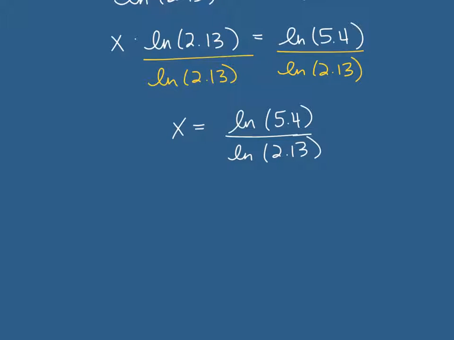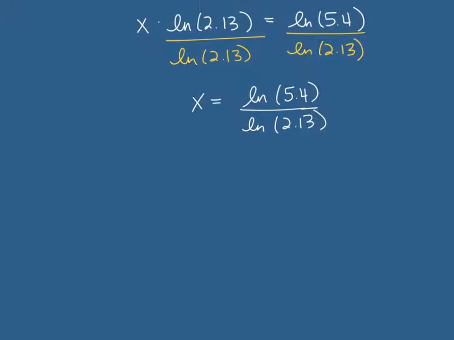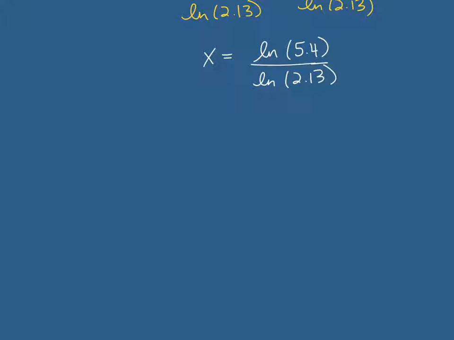Again, you would not cancel out the word ln, because that's a word. We can't cancel out words. You can cancel out numbers, but ln is a word, and so you cannot cancel out the natural log. You just leave it, the natural log of 5.4 divided by the natural log of 2.13, and if you have a calculator accessible, if you're not grayed out, then go ahead and type that full thing into your calculator and get the value. Okay, last one.